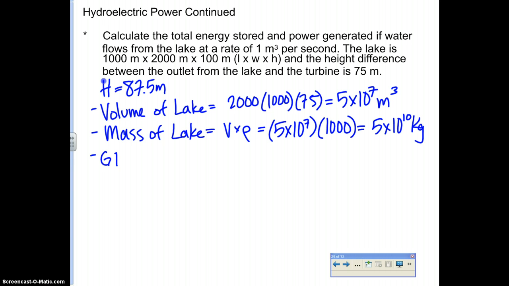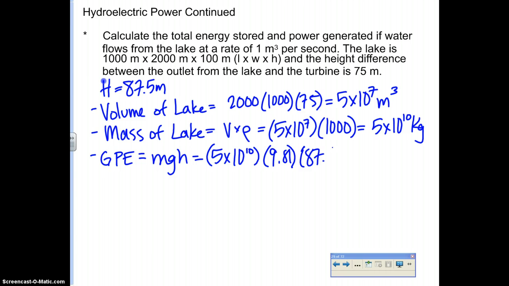Now we can use our GPE, and our GPE is MGH, in which our M is 5 times 10 to the 10th, your G is 9.81, and your H is 87.5. So multiplying, you get like 4.91 times 10 to the 13th. And if you only want to take one sig fig from the 5 times 10 to the 10th, that gives us 5 times 10 to the 13th joules. That's the energy. That is the total energy stored. That's what your GPE equals.